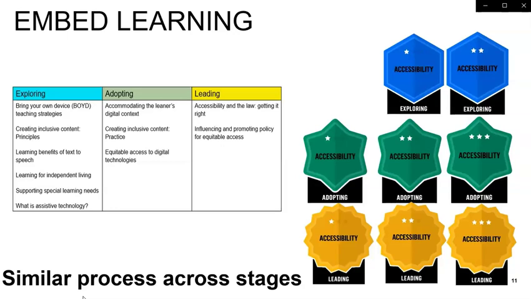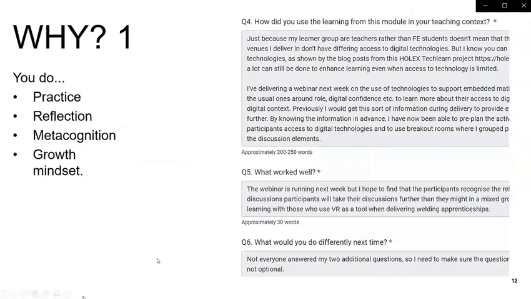If we look at the next slide, the big why about why I think this is such a valuable thing is because, in order to get the 2-star badge, you do the practice. You go through, you look at the resources, you reflect on them, you're considering how they apply to you. There's metacognition there about how you learn, what you've learned, how you will apply what you've learned. And it's about growth mindset. It's really modeling exactly the kind of things we want our students to do.